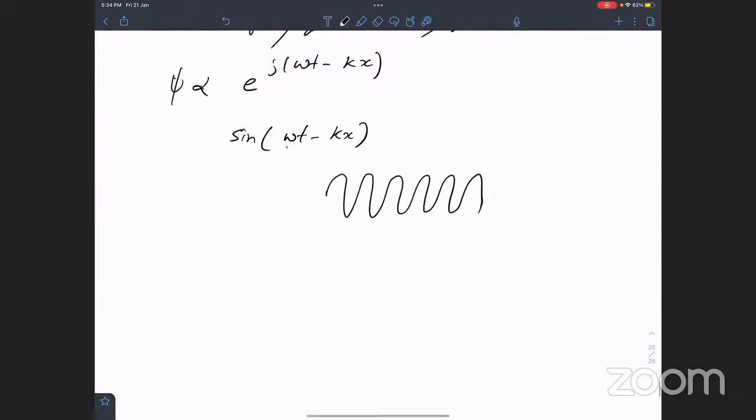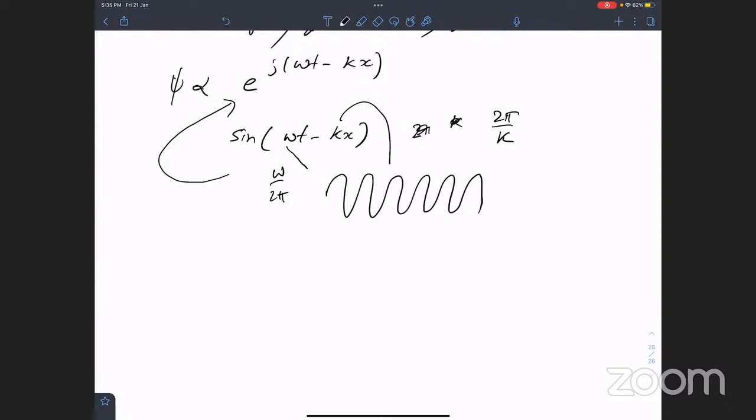Its frequency is omega by 2 pi. Its wavelength is 2 pi by k. That's it. So from there we say, okay, I take this complex number like this, and if I take the real part of that, then it looks like this. So that's where this comes in.